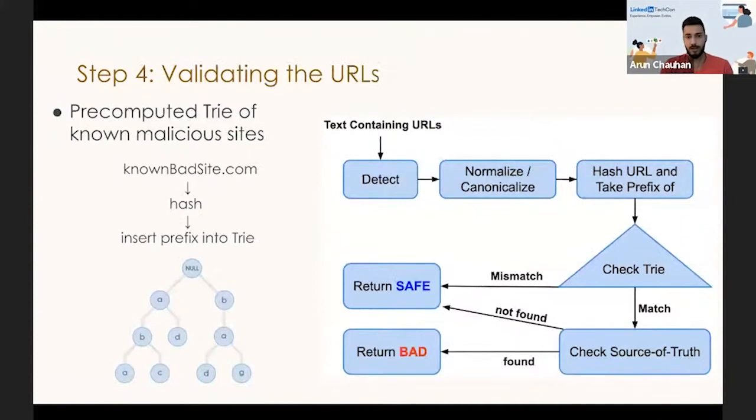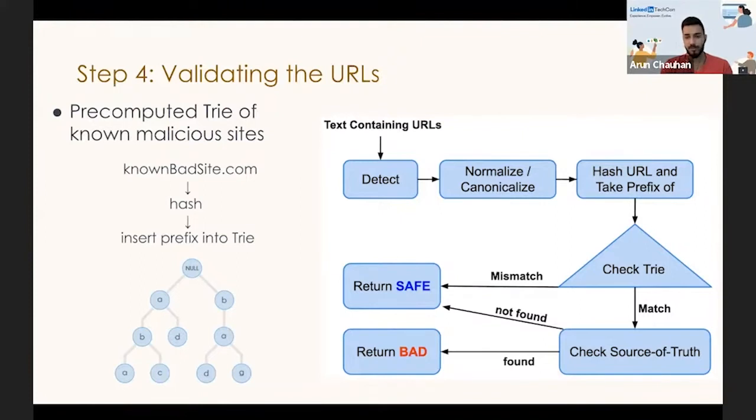Step 4 is validating the URL. So I talked about how we have a data set of known bad URLs beforehand. So we use them to pre-compute a trie data structure. So for example, we have a known bad site.com. We hash it. We'll take the first few bytes of that hash and insert into a trie.